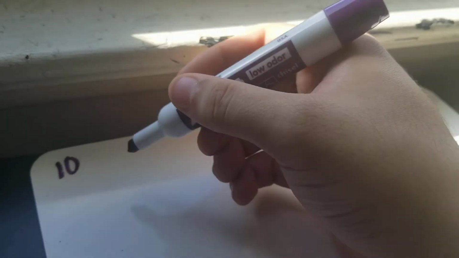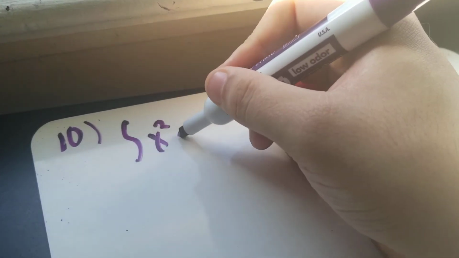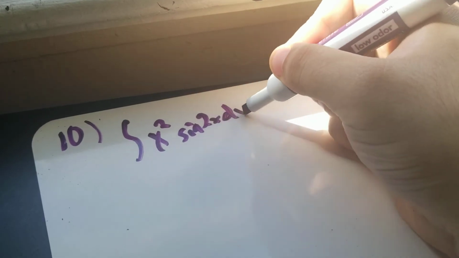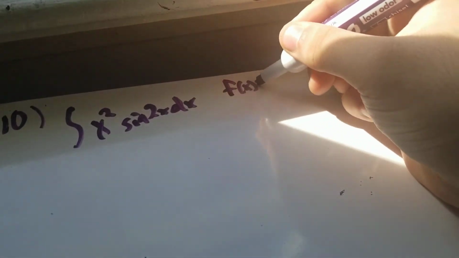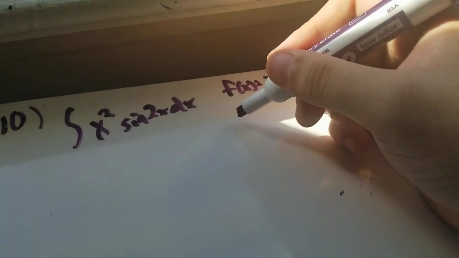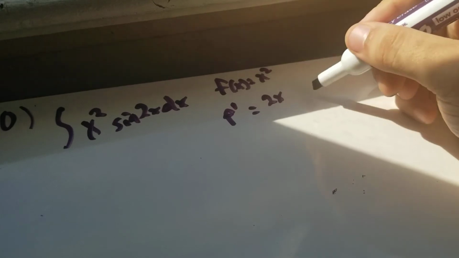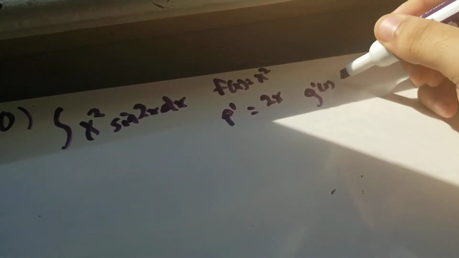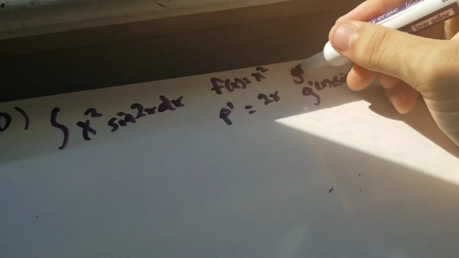All right, the next one, number 10, and I'm sorry if it sounds quite different, it's just that I put on a headset. It is the integral of x squared sine 2x dx. No ln's here, so we can make f of x equal x squared. So f prime is going to equal 2x. Now, g prime of x is sine 2x, so we have to find g of x.